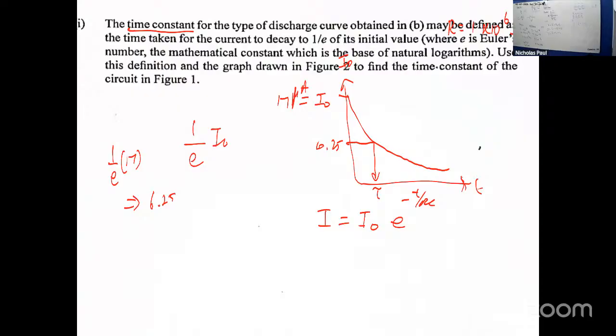Just read off the graph: what is time when it is 6.25? 6.25 is equal to what? So for this one, no linearizing, you can actually read it off. It's like a what graph? Anybody recognize it? Half-life, very good.